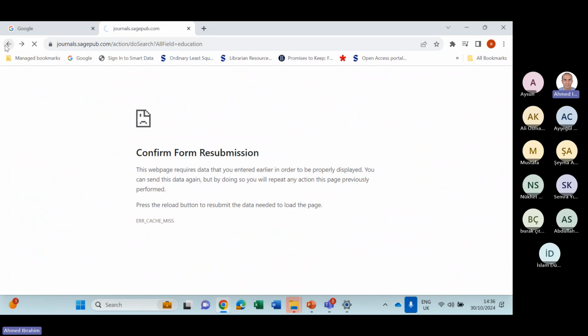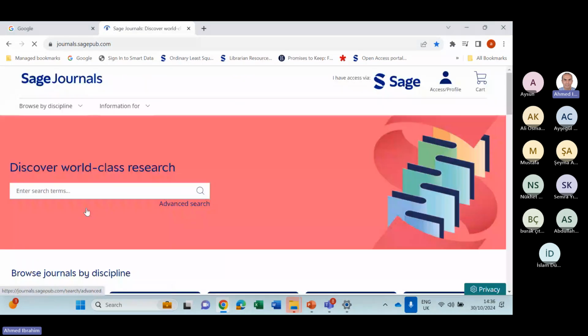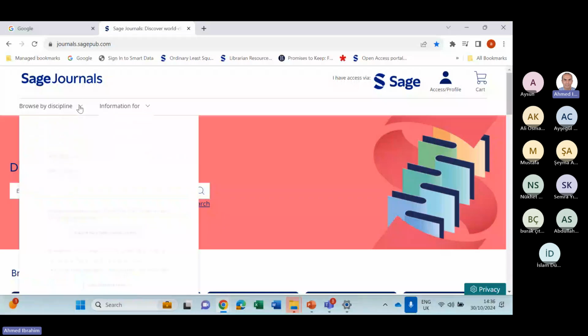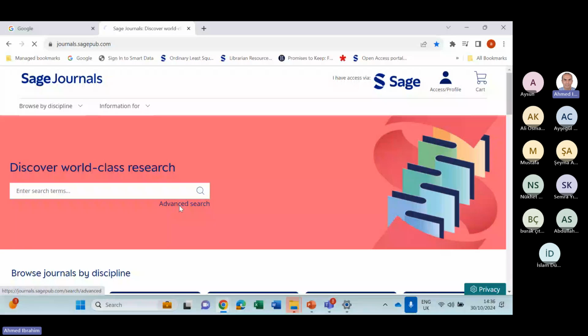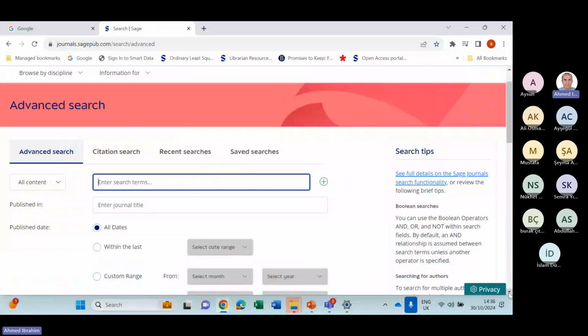So again, we can use the quick search here. We can browse by discipline. I will show it to you. And we can use the advanced search. Advanced search is for when you need to search for a specific article published in a specific journal in a specific issue, like if you are searching for the latest guidelines on diabetes management from the conference in Vancouver in 2022, as an example.